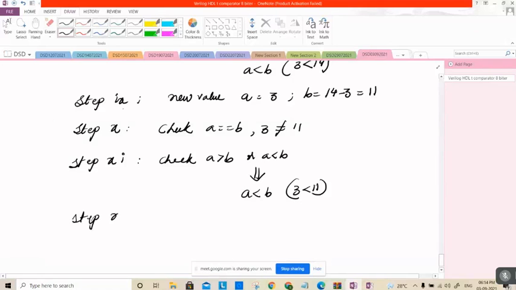Now step 12, it says the new value of A. What is the new value of A? It is 3. What will the new value of B be? 3 minus 11, sorry, 11 minus 3. What is 11 minus 3? 8, sir. Right, 8.